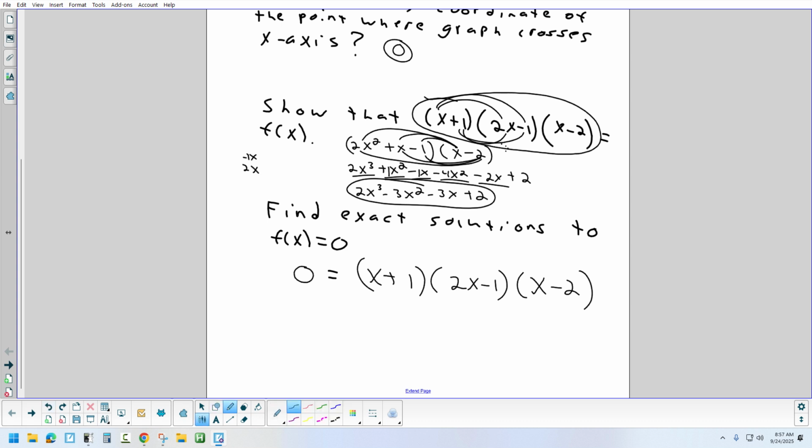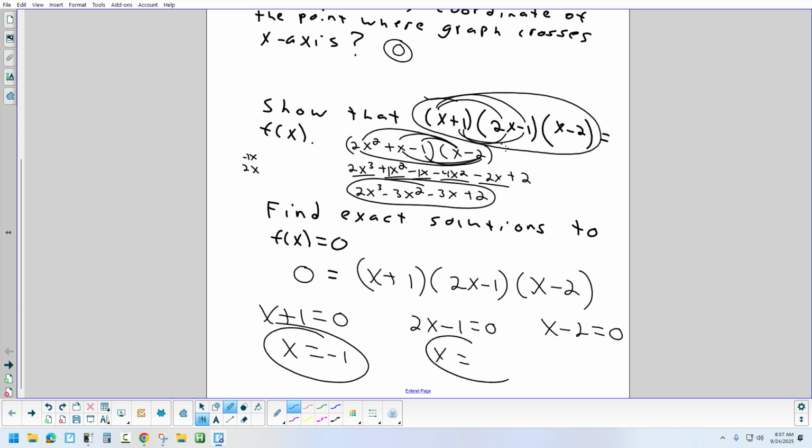Either what is in the first parenthesis has to equal 0, or what's in the second parenthesis has to equal 0, or what's in the third parenthesis has to equal 0. So there's 3 different answers you could get. What could you plug in for x to make that one 0? Yep, -1. What could you plug in for x to make that one 0? Yep, 1/2. And what could you plug in for x to make that last one 0? 2.